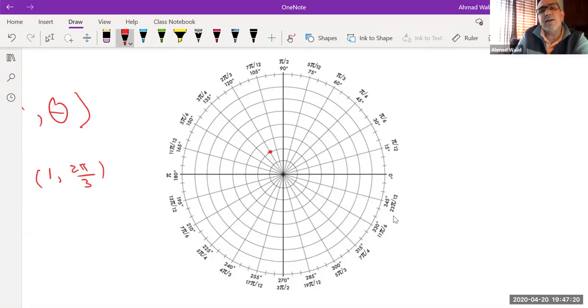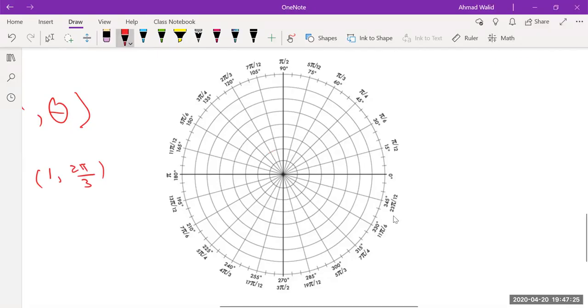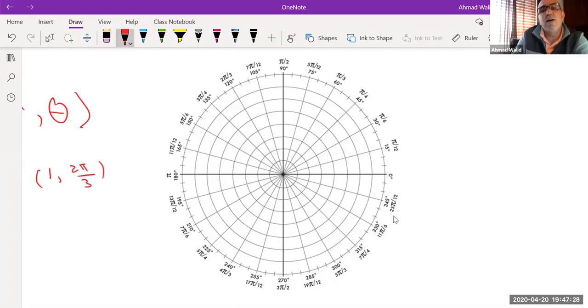1, or sorry, it's 2. Oh my God, I was confused for a sec. Let me go to 1 because it's too small. (1, 2π/3) is actually this point. Your distance R from the pole is 1 and your angle is how much? 2π/3. Easy, difficult? It's easy to find a point, right?